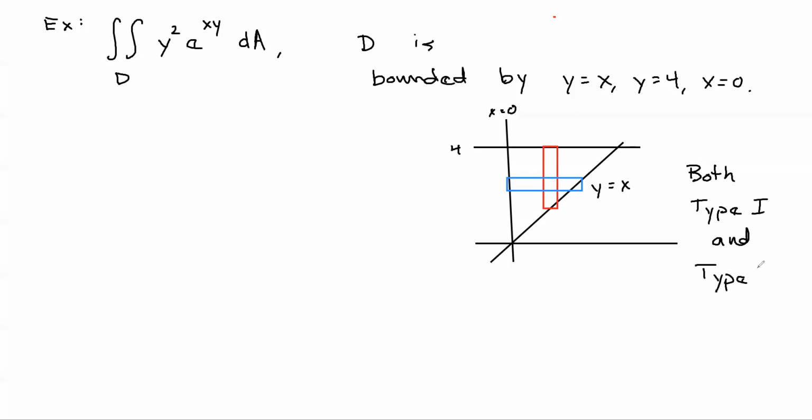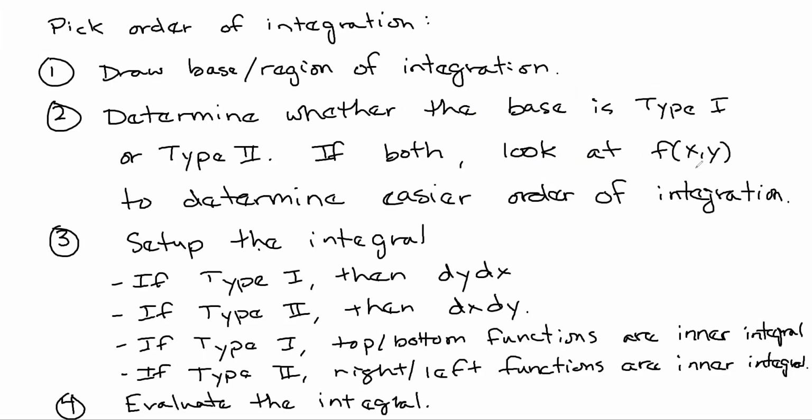That is going to happen when you go and do these problems. And then suddenly you're going to have a choice to make. So that's actually a good thing because it enables you to have choice in terms of how to integrate. But it's a bad thing in that choice makes the problem a little more complicated. All right, so what did we say in our instructions here? If both, look at the function to determine the easier order of integration.